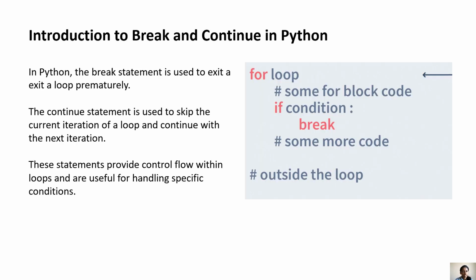Today we'll discuss the break and continue statements in Python. Introduction to break and continue statements in Python. In Python, the break statement is used to exit a loop prematurely. The continue statement is used to skip the current iteration of a loop and continue with the next iteration. These statements provide control flow within loops and are useful for handling specific conditions.